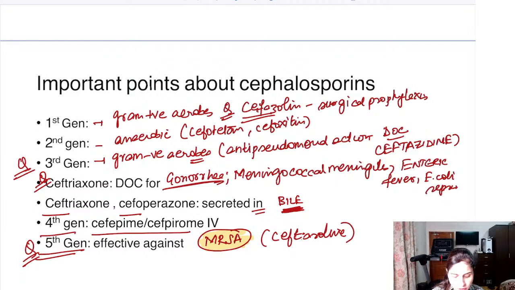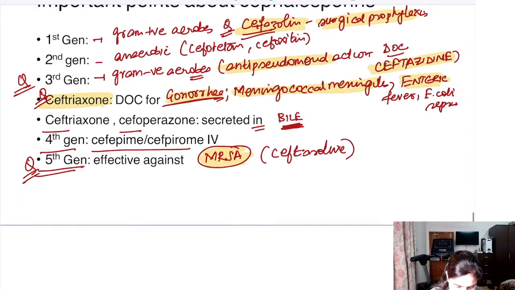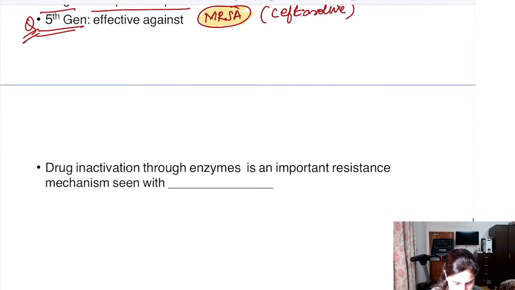So these are some important features, and this drug is very important. Ceftriaxone, then anti-pseudomonal action with ceftazidime, cefazolin for surgical prophylaxis. These are very important for meningococcal meningitis as a whole. This is absolutely important. Can't afford to forget this. So these are some important points about the cephalosporins. Right? Okay. Let's go to the next one now.